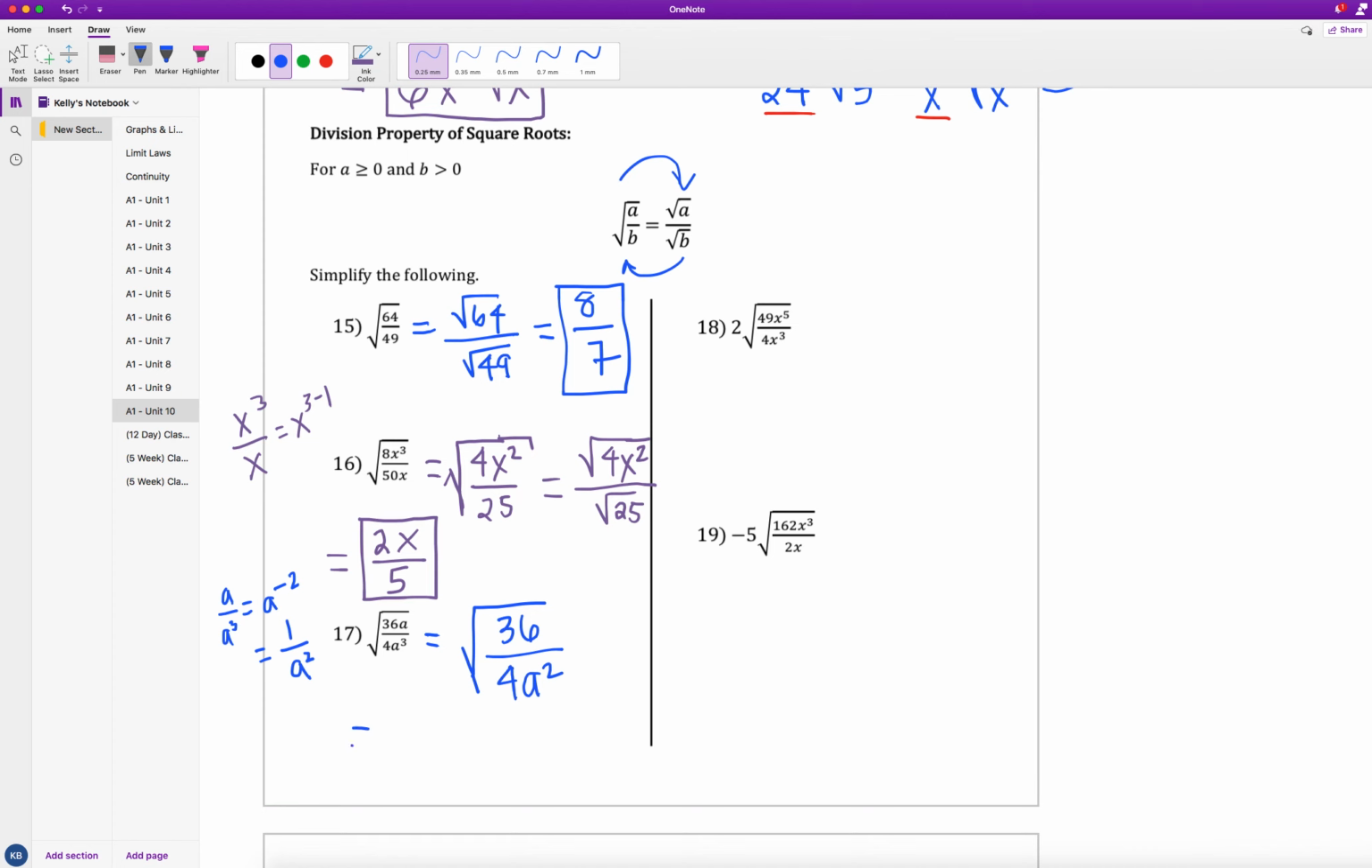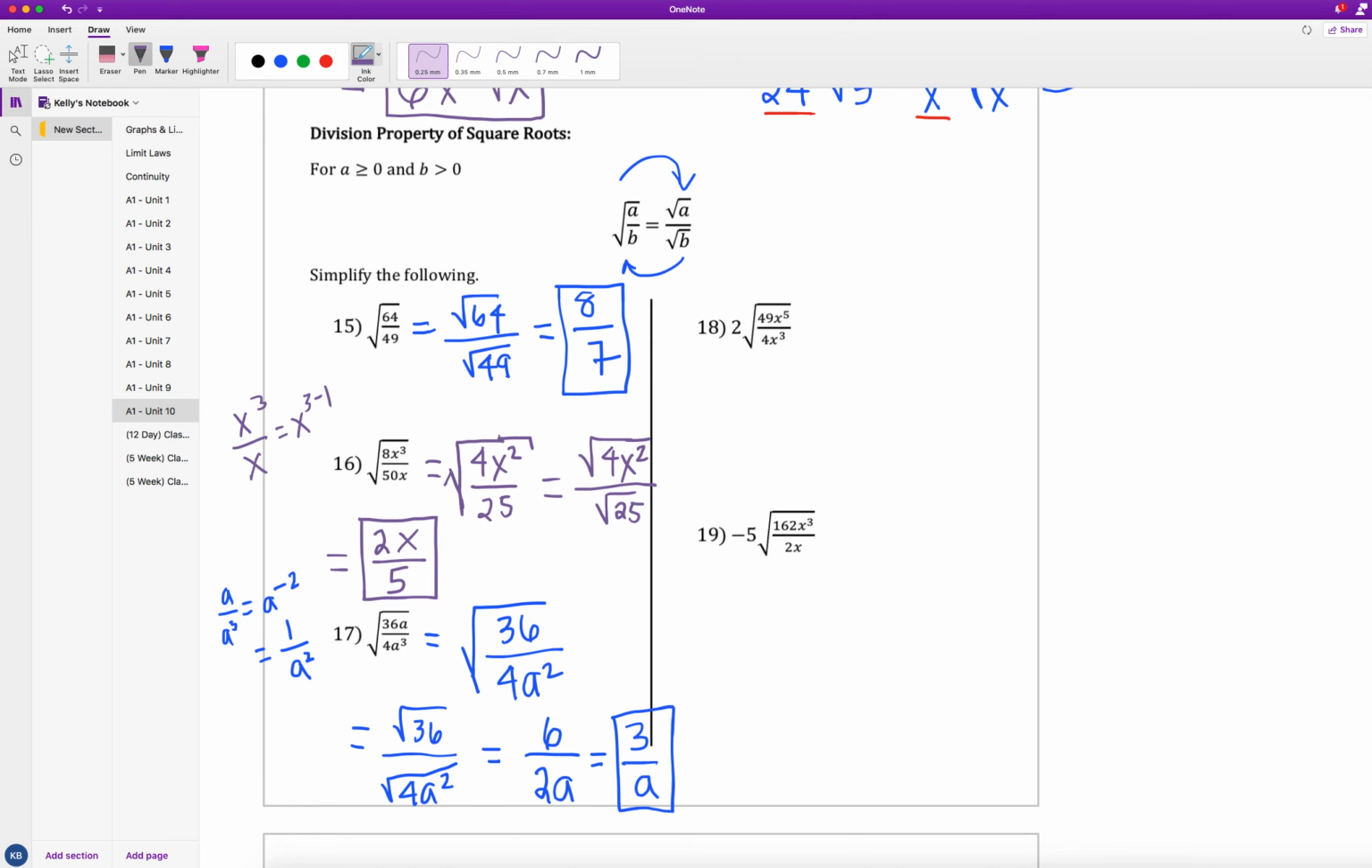From here, 36 and 4 are both perfect squares, so I'm going to go ahead and break this apart. So I have the square root of 36 in the numerator over the square root of 4a squared. The square root of 36 is 6. The square root of 4a squared will give us 2a. And then my final step is to reduce anything I can, and 6 divided by 2 is equivalent to 3 over 1, and that a is still left over in the denominator. So I end up with 3 over a then. That is not a 9. Let's make sure that looks like an a. So 3 over a as our final answer.